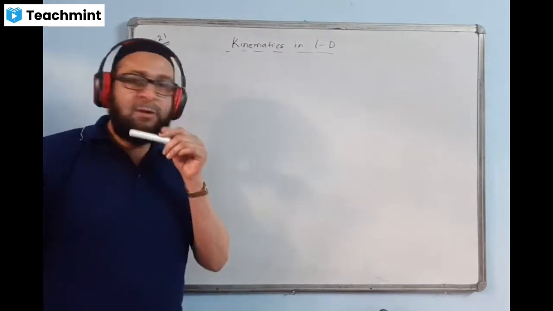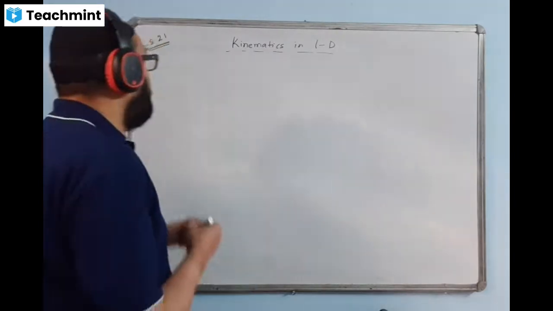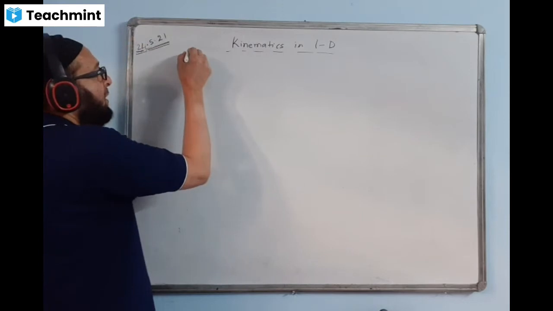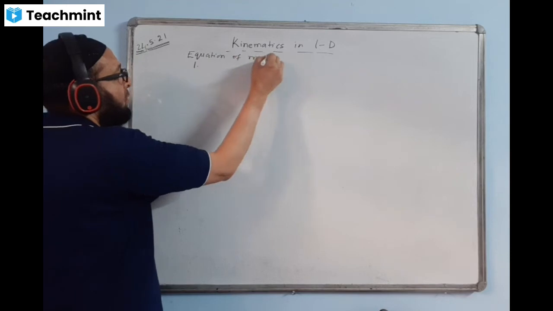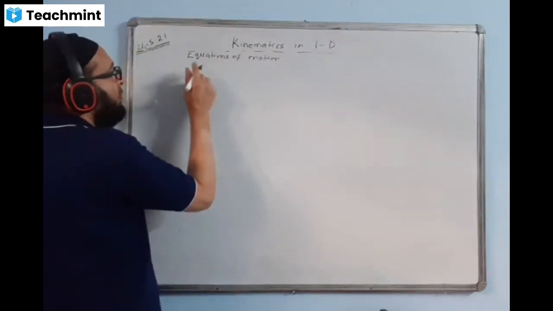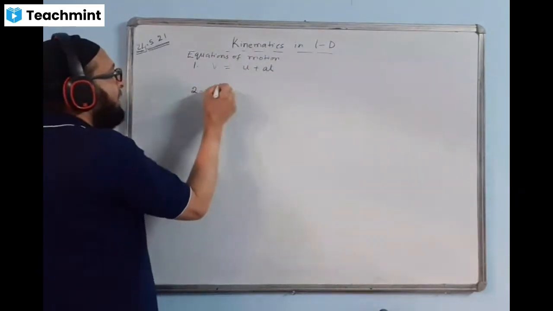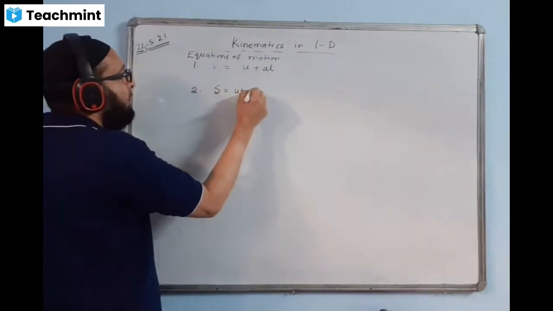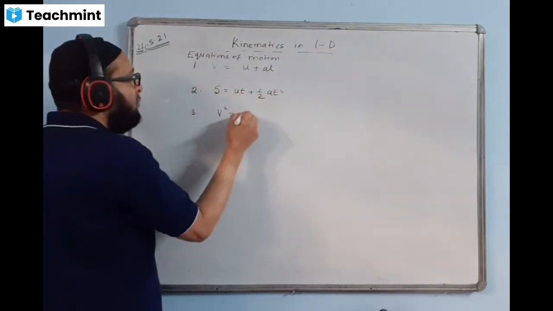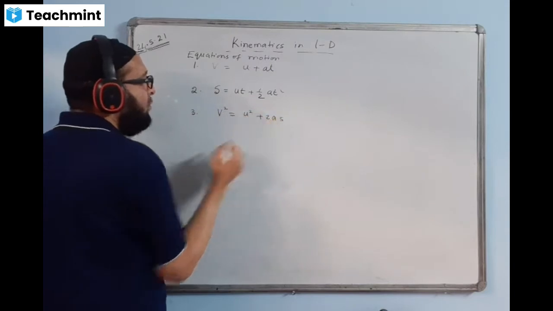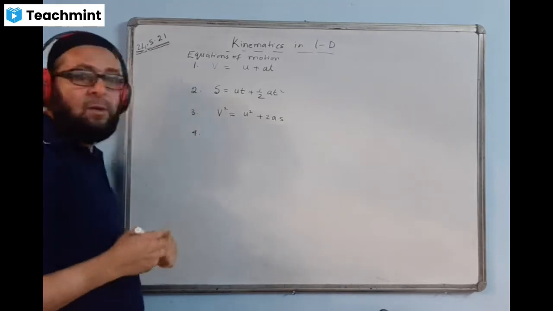So now we are coming to the main business in this chapter as per your class 11 syllabus: the equations of motion. Number one, the first equation: V is equal to U plus AT. Second equation: X is equal to UT plus half AT square. Third equation: V square equals U square plus 2A. Yes, you all know that. Very good.